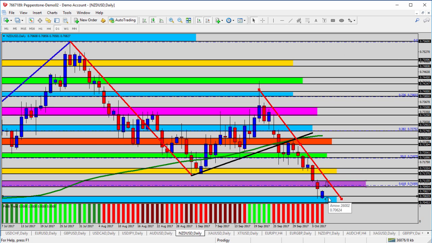So reversal potential from the blue zone back to the purple zone, and of course above the purple zone changes the trend pattern, which is a bearish trend pattern. And as long as it's underneath it, we could look for another opportunity to go short, close to 7,100 for the New Zealand dollar this week.